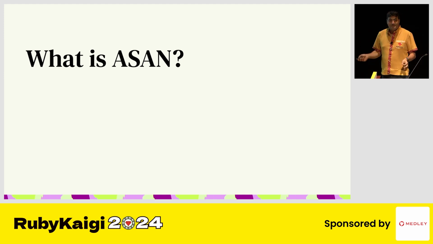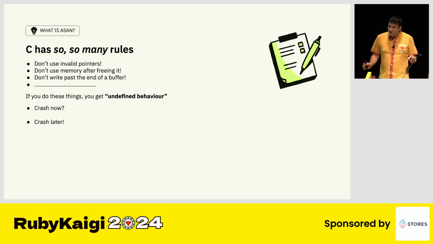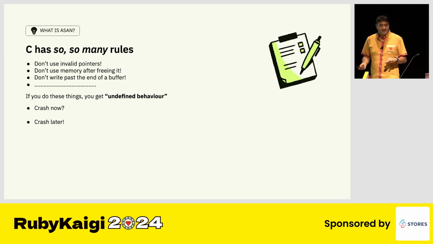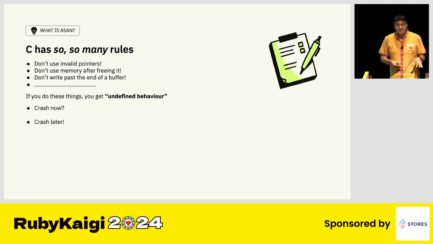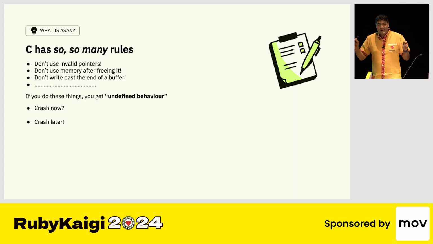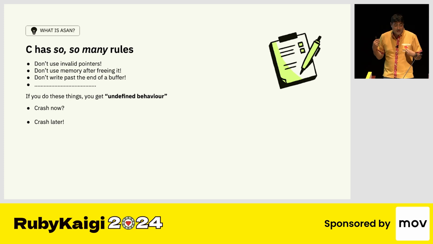All right, so first question, what is the address sanitizer? The C programming language has so many rules, right? Don't do any of the things in that list. Don't write past the end of buffers. You've got to make sure you manage all your memory correctly. And the compiler is a little bit helpful sometimes, but mostly not very helpful. You're on your own. If you do these things, what actually happens is you get undefined behavior, which can mean that absolutely nothing happens, everything is fine, or it can mean that your program crashes, or it can mean, most annoyingly, that your program works fine for a little bit and then crashes later.